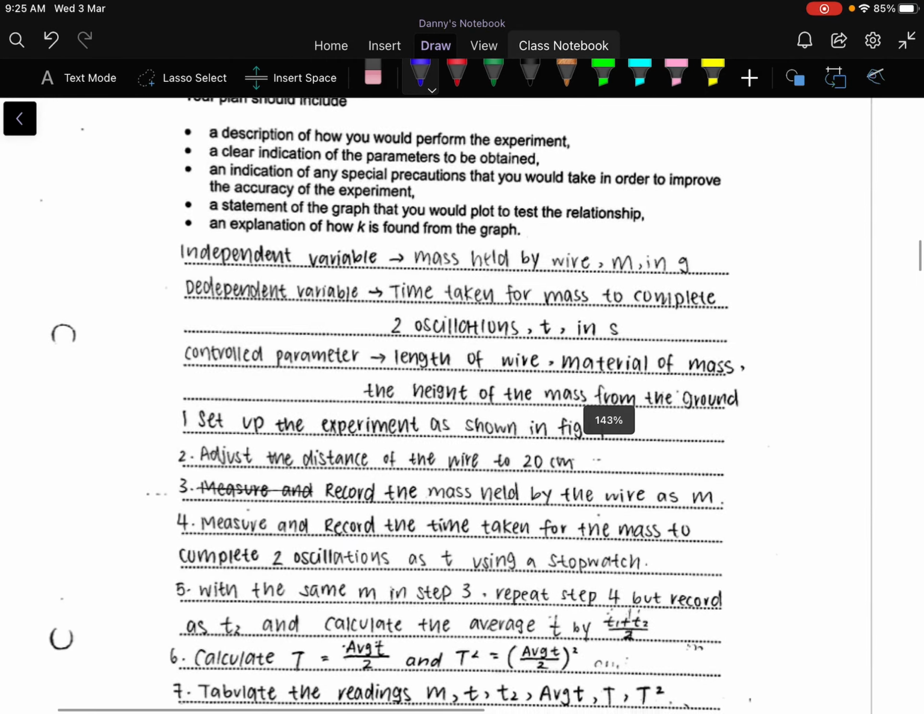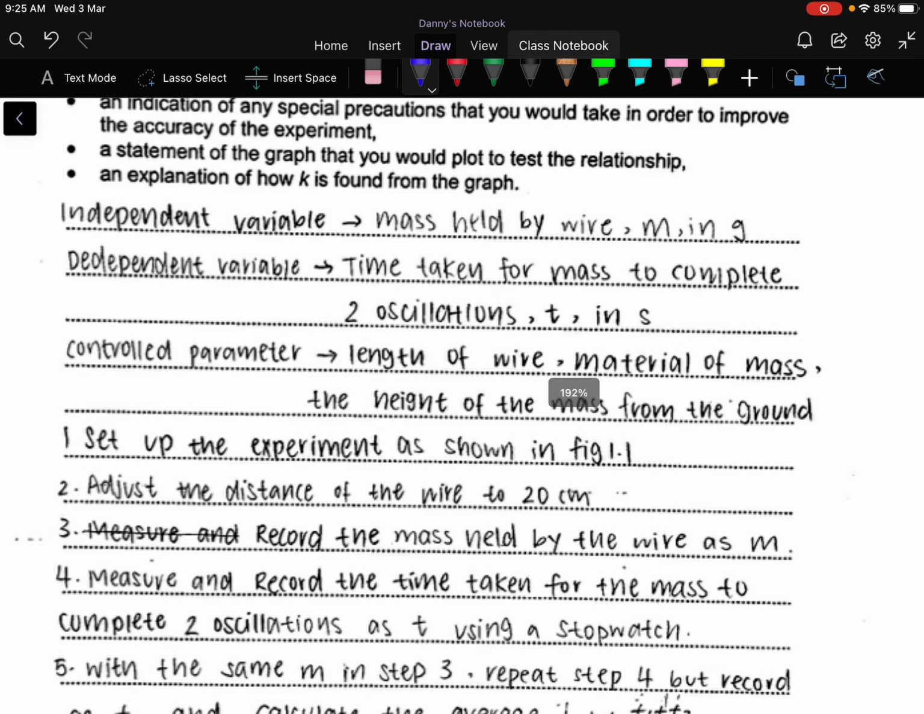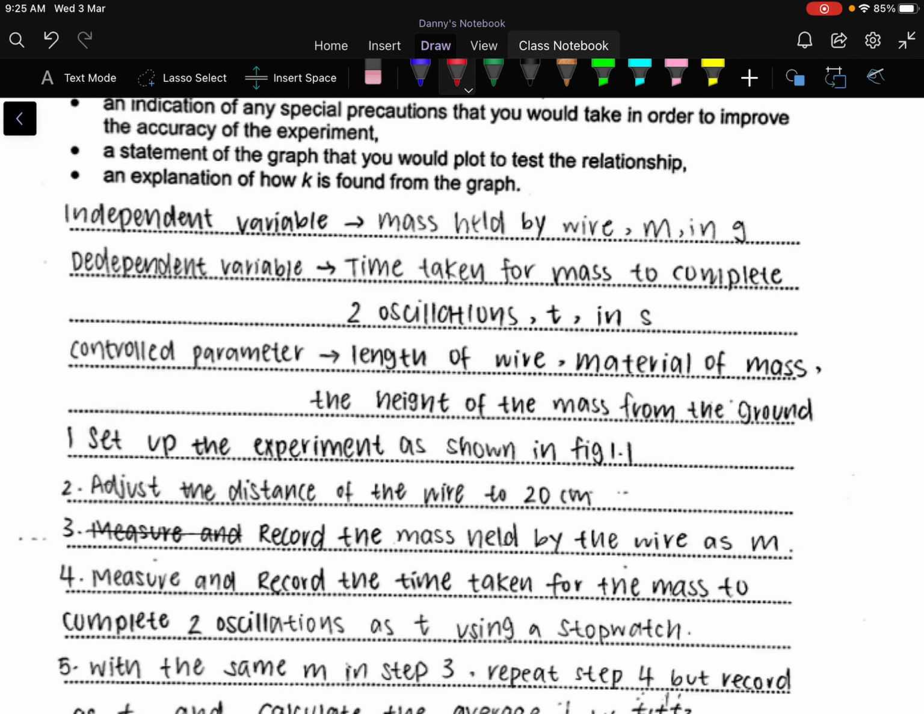So let's carry on. Very good presentation. Independent variable is mass. The unit is g. Time taken for 2 oscillations. Very good. Correct symbol, correct unit. Length of wire, good.